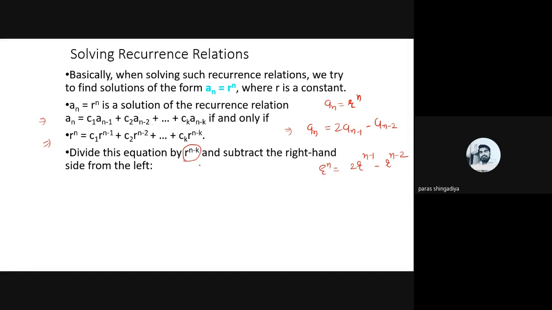Okay, and now divide this equation by r raised to n minus k, meaning we have to divide by the last term. The last term is r raised to n minus 2. Okay, here it is r raised to n minus k, so divide this equation by r raised to n minus k. So what will be the form you will get? Here we have r raised to n, so r raised to n divided by r raised to n minus k. Clear? So r raised to n will be removed.